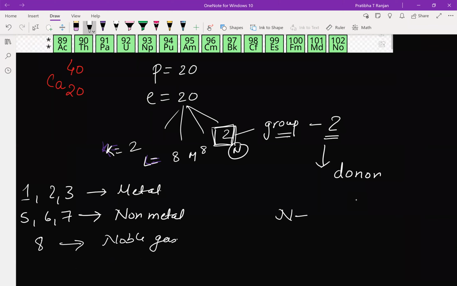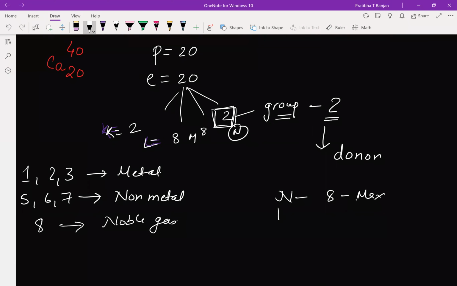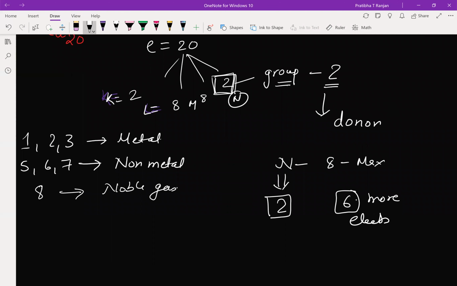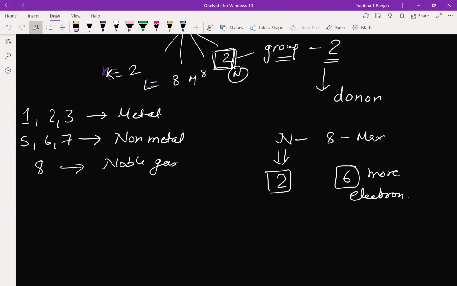I told you that N can have a maximum of 8 electrons, right? Now, currently the N has how much? Only 2. It needs 6 more electrons to complete the stable gas configuration. The stable gas configuration means the last orbit should contain 8 electrons. So here it needs 6 more electrons to complete its octet.